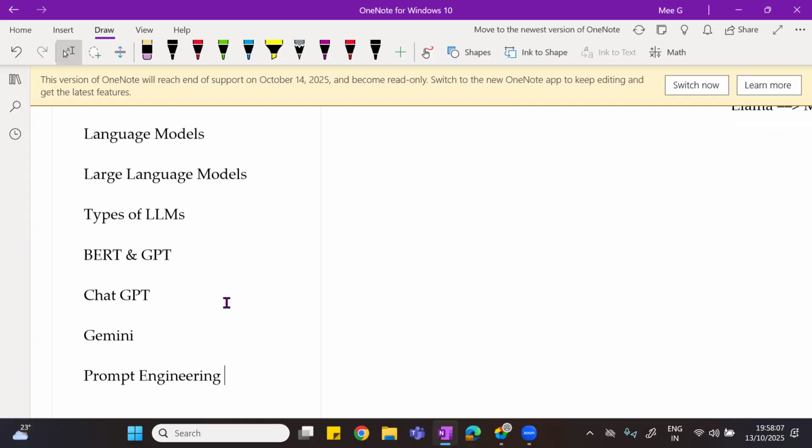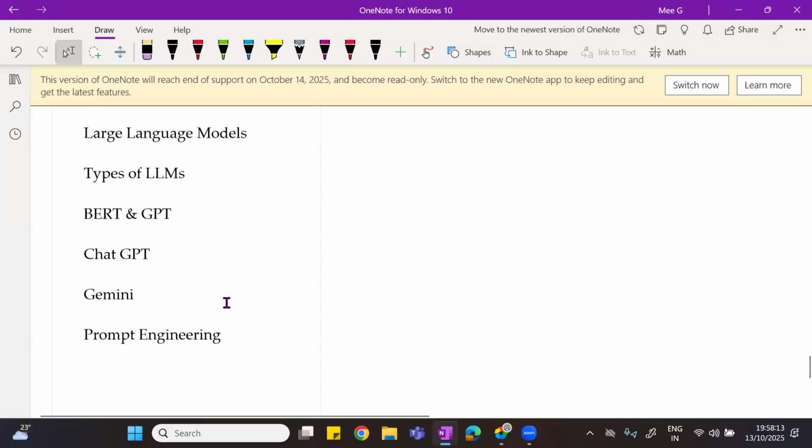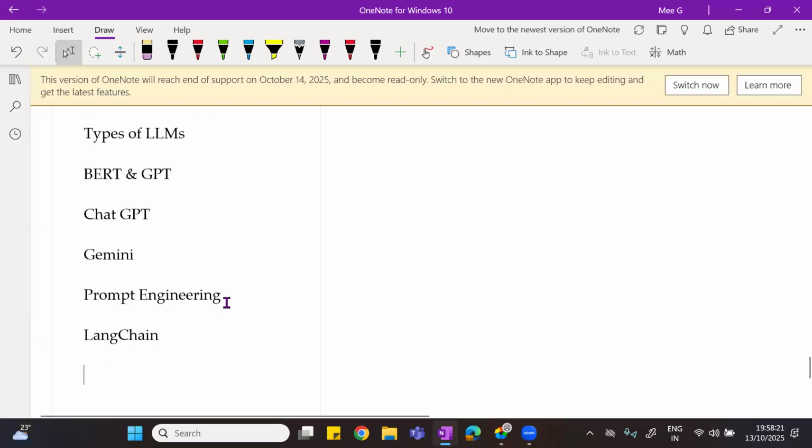Now, prompt engineering, as per our prospects and course prospects. And then we will go with LangChain. Using LangChain, we will start building our own applications. This is what I'm going to show you. I will write the code and show you.